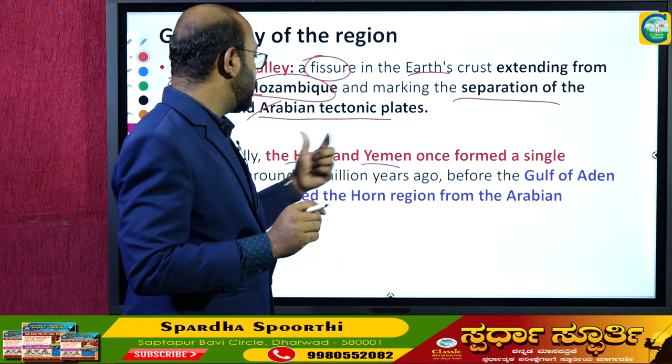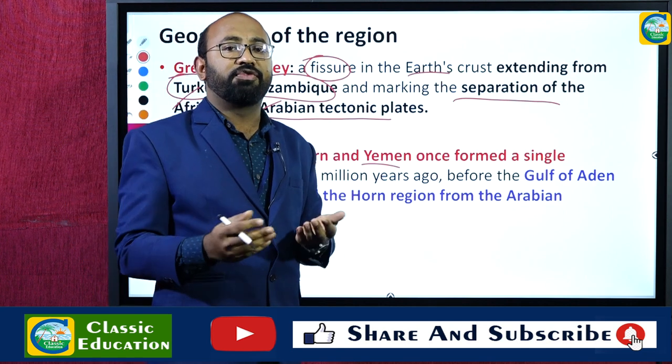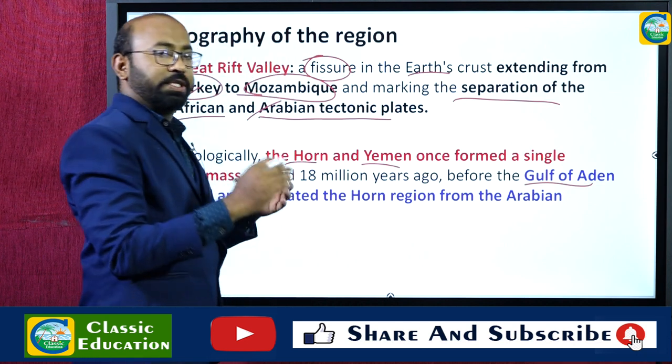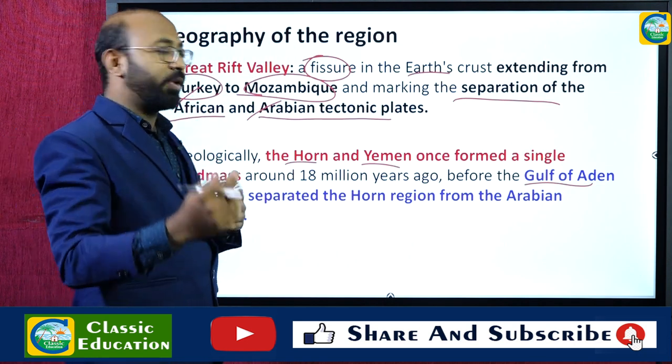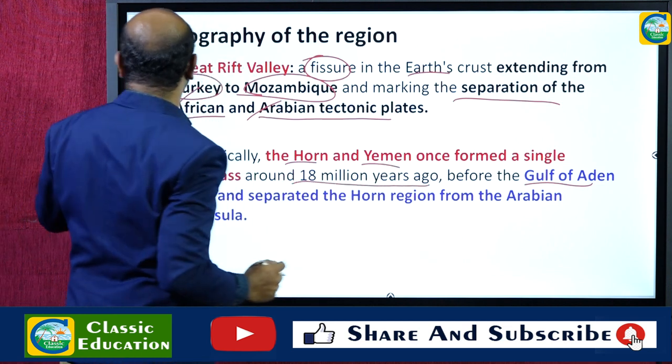That means Yemen was attached to Somalia. Because of the creation of the rift, because of the creation of the Gulf of Aden, Africa and Asia were separated. This happened 18 million years ago.